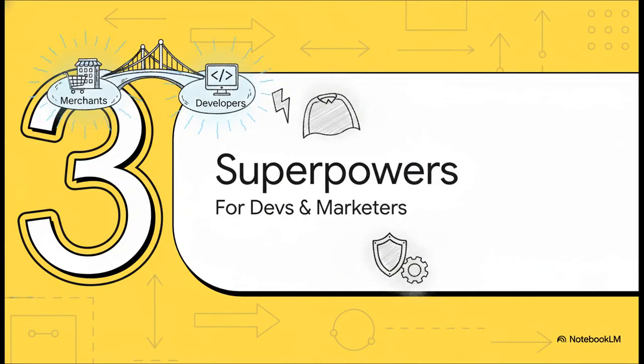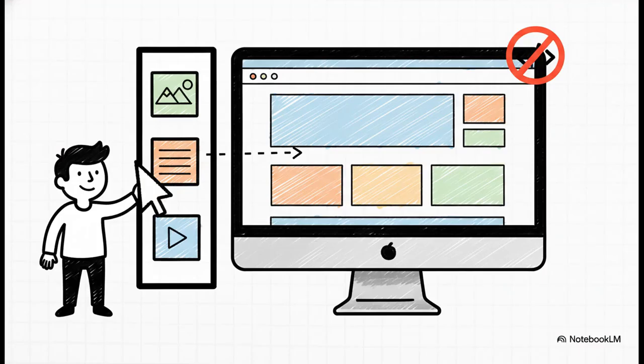So what does this bridge actually look like in practice? Well, the platform is designed to give both merchants and developers what they need most. You could think of it as giving each team their own set of superpowers. For the merchant or the marketer, this is just magic. They get a sections-based visual page builder that feels exactly like the Shopify theme editor they already know and love. They can update content, build new landing pages, and manage the storefront themselves without writing a single line of code or filing a single ticket.